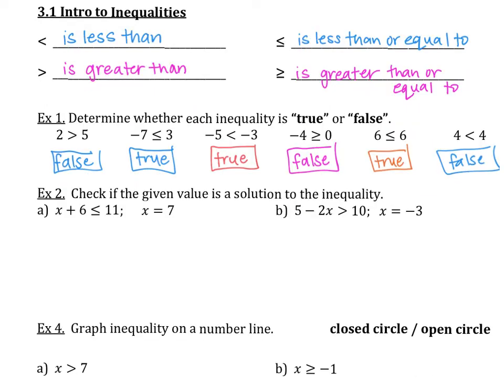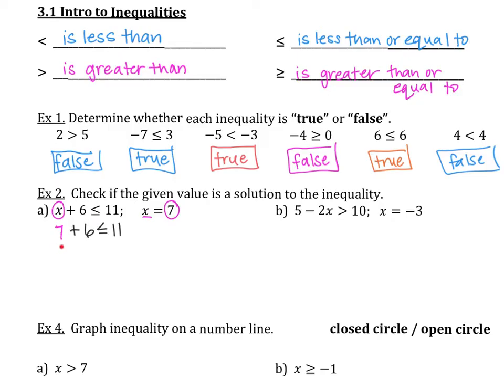Okay, for example 2, it says check if the given value is a solution to the inequality. Inequalities have infinite solutions. So this is saying, is this one of the solutions? Okay, so I'm just going to substitute the value they give me in for x. So it tells me x is 7. So where the x is, I'm going to replace it with 7. I'll bring down the rest of this inequality.